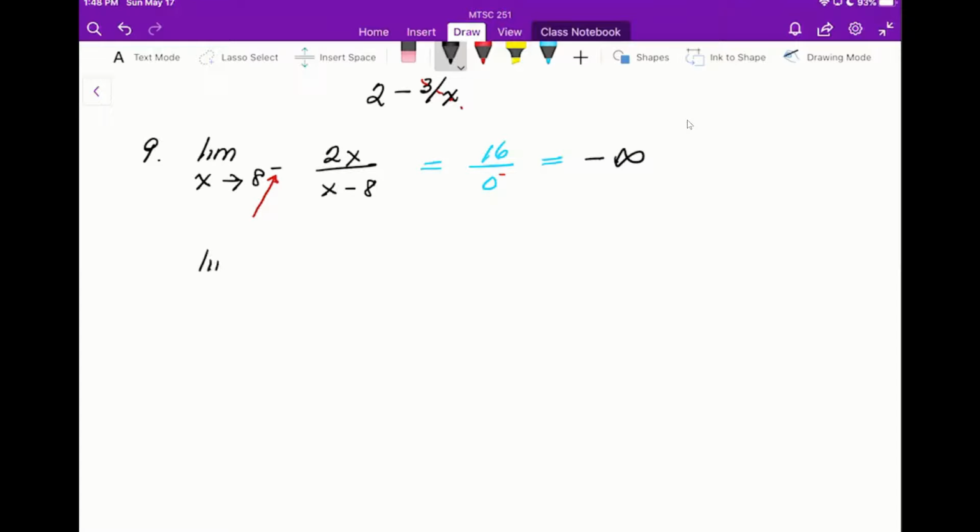And the limit as x approaches 8 from the right of 2x over x minus 8, again, is going to give us 16 over 0. However, we're approaching 8 from the right, so the numbers are a little bit larger than 8. So that means this number is a little bit larger than 0. So this will give us positive infinity.